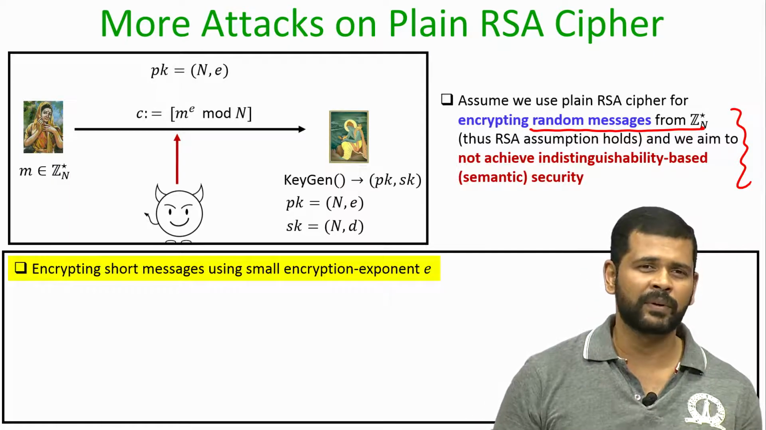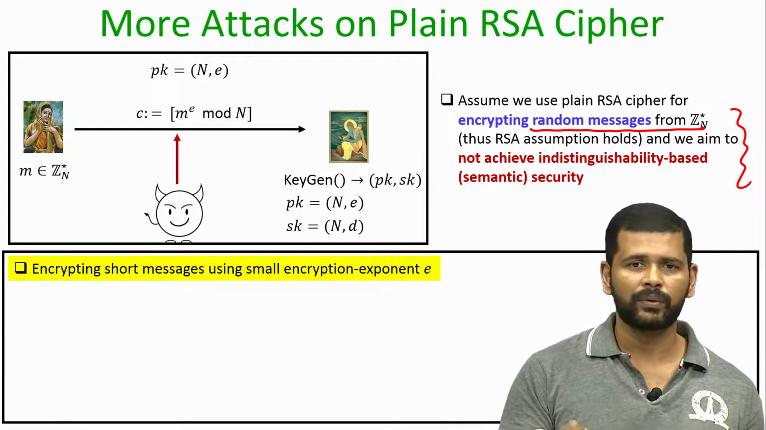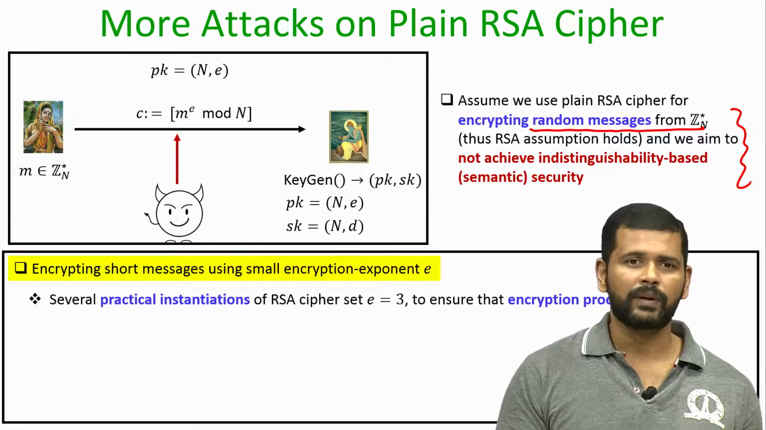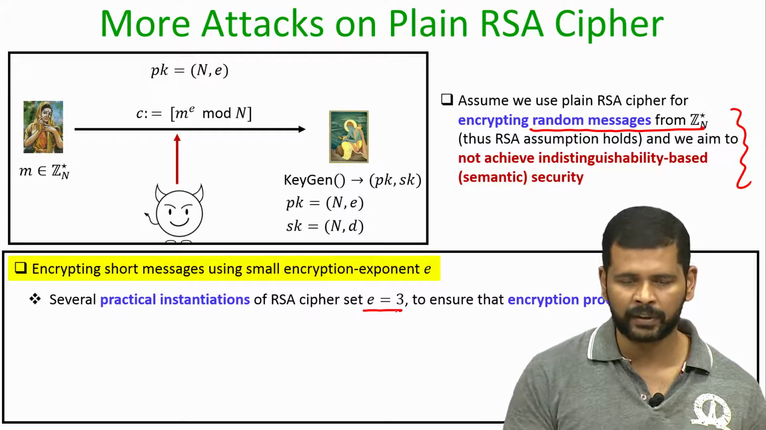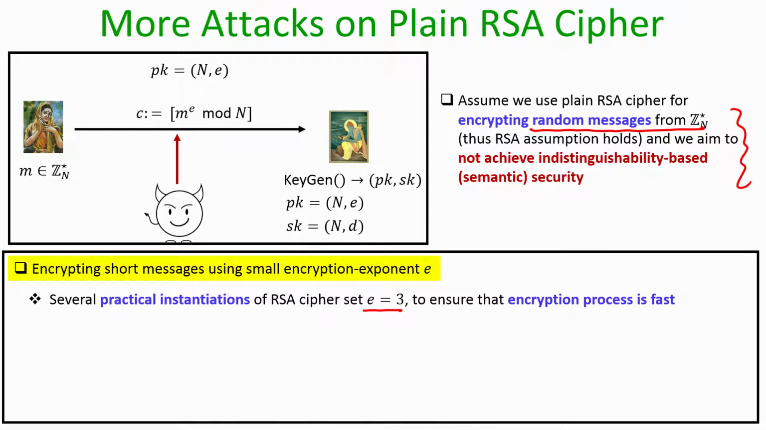So, the first class of attacks is what we call encrypting short messages using a small encryption exponent e. It turns out that for many practical instantiations of RSA, we set the public exponent little e to be 3 to ensure that the encryption process is fast, because encryption is basically computing the eth power of the plain text modulo n, and if I set e to be 3, then my encryption process will be very fast. It is fine that if I set e to be 3, then my d will be very large and my decryption will be slow, but we can have some kind of trade off, and in many practical instantiations this is a common trick used to make the encryption process fast.